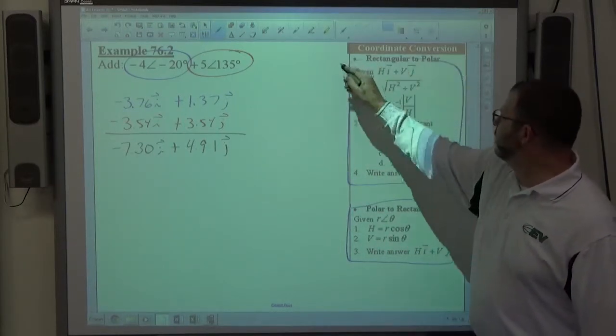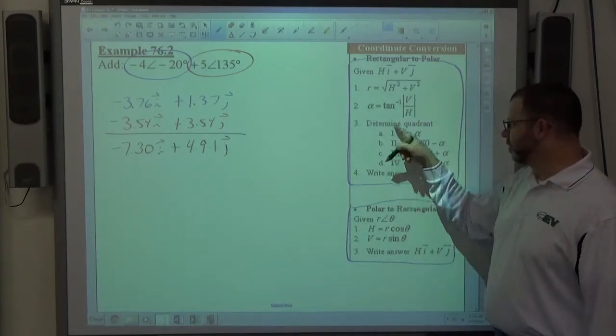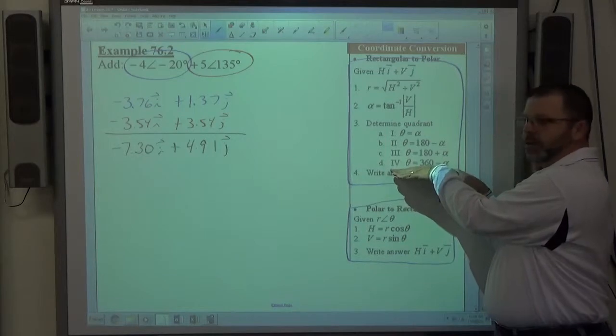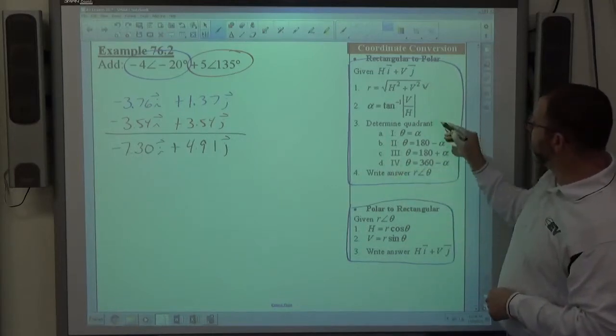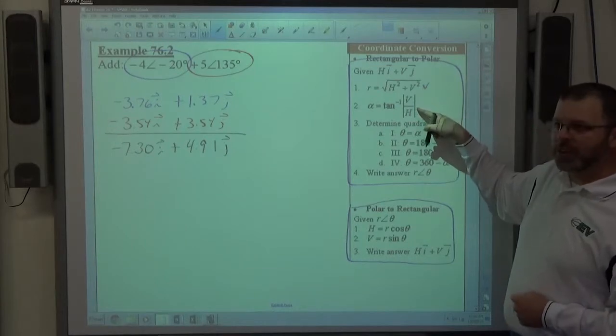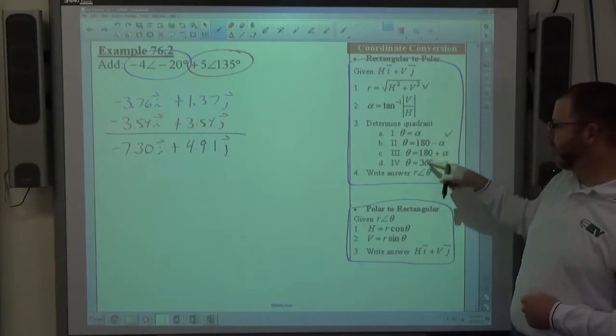And I really consider 3 and 4 to be the same step. Well, I guess 4 is the answer, but steps 1, 2, and 3 get you what you need. You're looking for R and theta. Step 1 gets you R. Step 2 gets you a reference angle, which helps you find theta. Once you have R and theta, you write the answer.